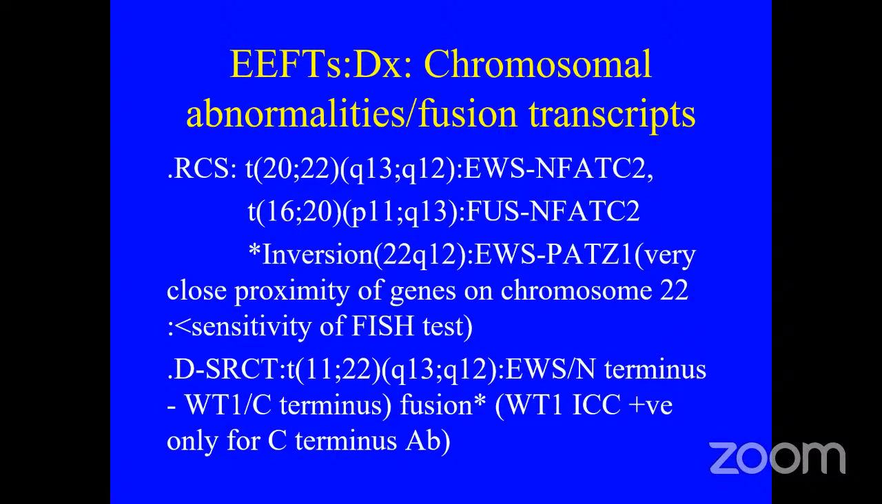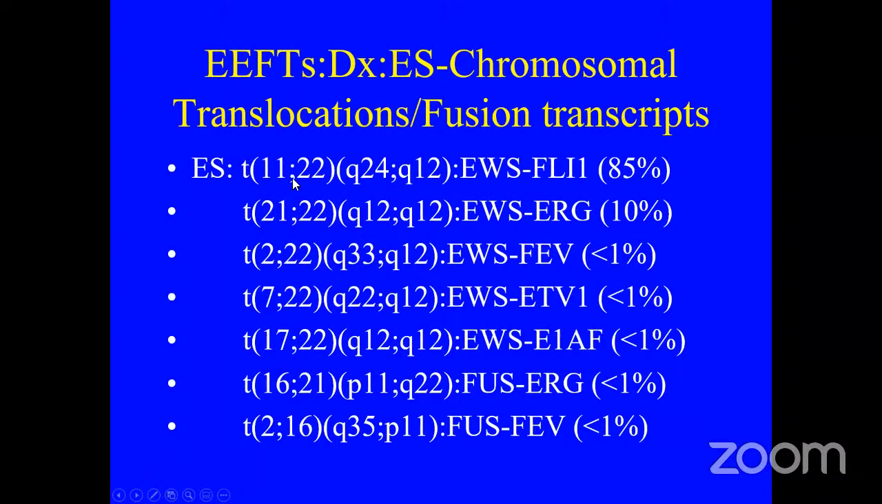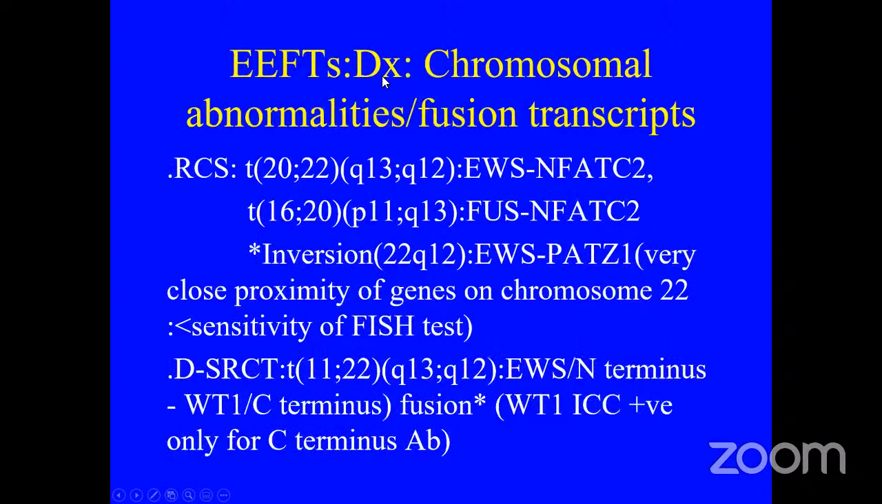In round cell sarcomas, which show EWS NFATC2 fusion, now these slides are also meant to show you the translocations in the chromosomes, which can be demonstrated by cytogenetics. We don't need to do cytogenetics anymore. We demonstrate the fusion between two genes by various molecular genetic tests. I'm showing you these slides of chromosomal abnormalities in these tumors, just to point out that in some tumors there are translocations, in other tumors there are inversion of a particular chromosome, which brings two genes to close proximity, and therefore there is fusion between these two genes, and this leads to reduced sensitivity of the FISH test because of the close proximity of these two genes.